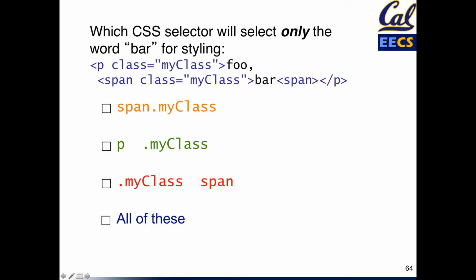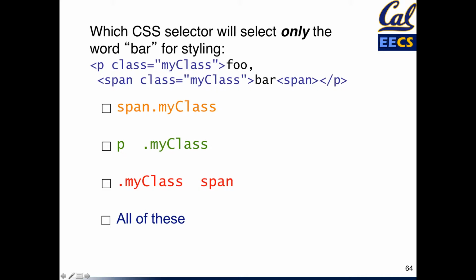What about span.myClass? That means the element tag has to match span, and the class attribute has to be myClass. So that would work. Here's a span, and it has the correct class value, and it selects only the word bar. Notice that even though the outer paragraph, the P, also has myClass, it doesn't match because our rule specifically says it has to be a span tag. So this one is OK.